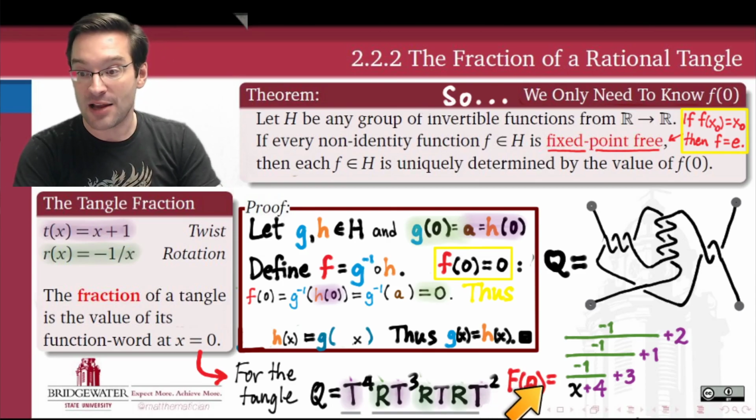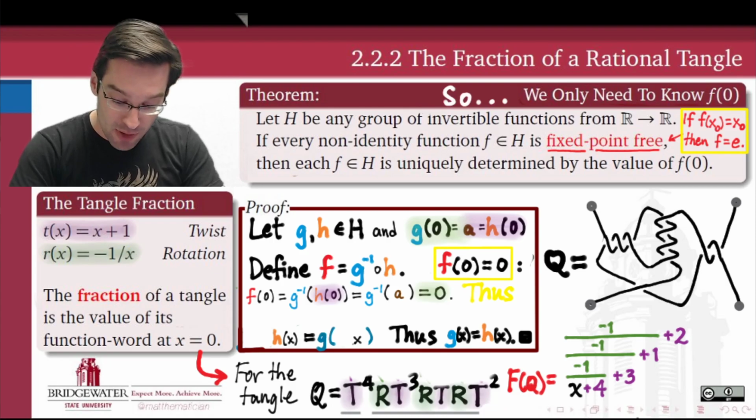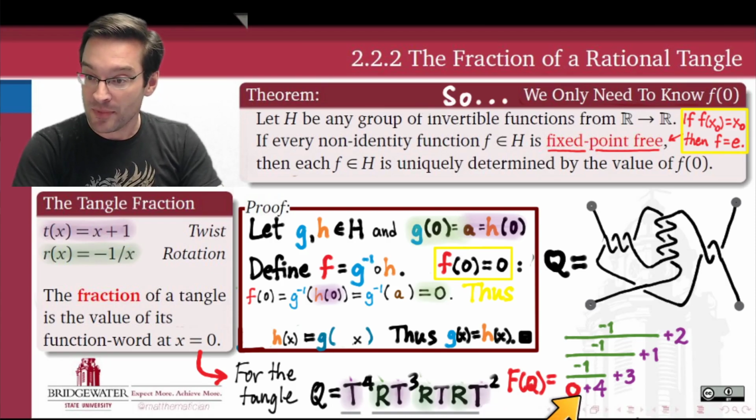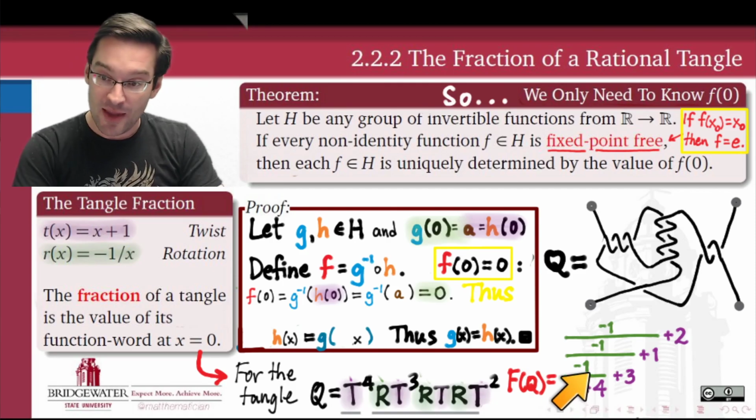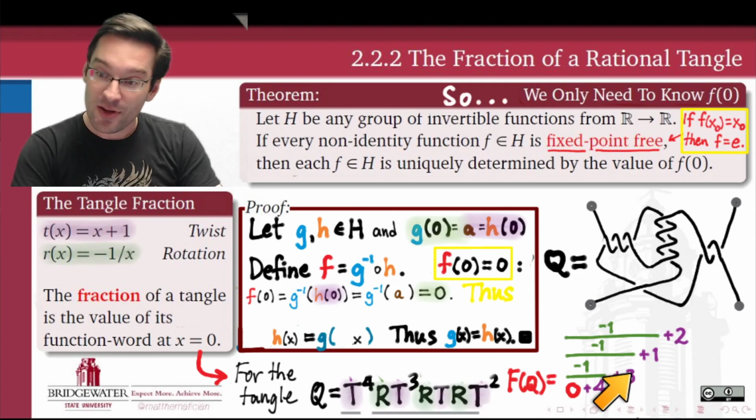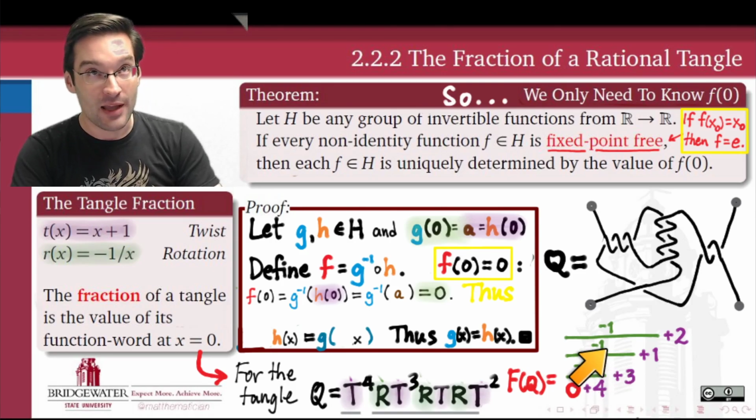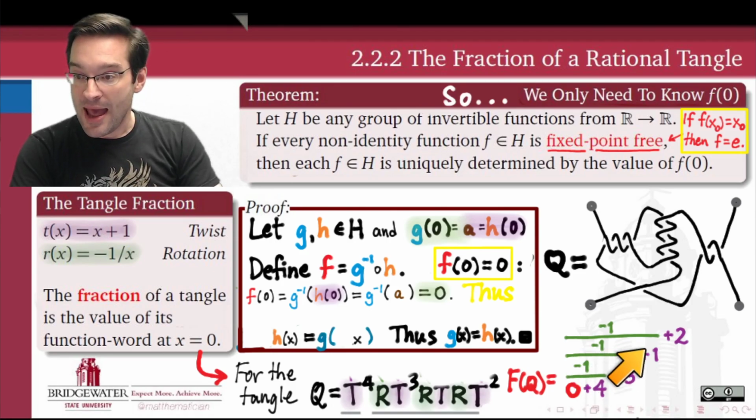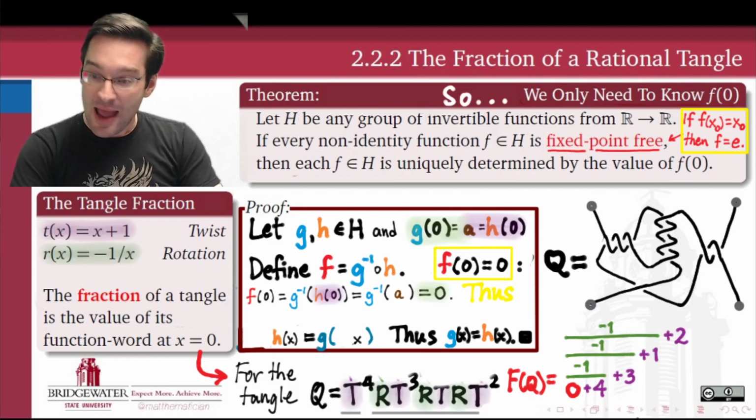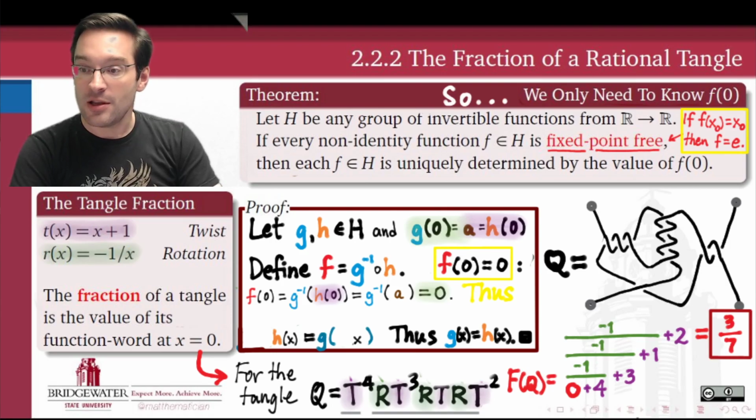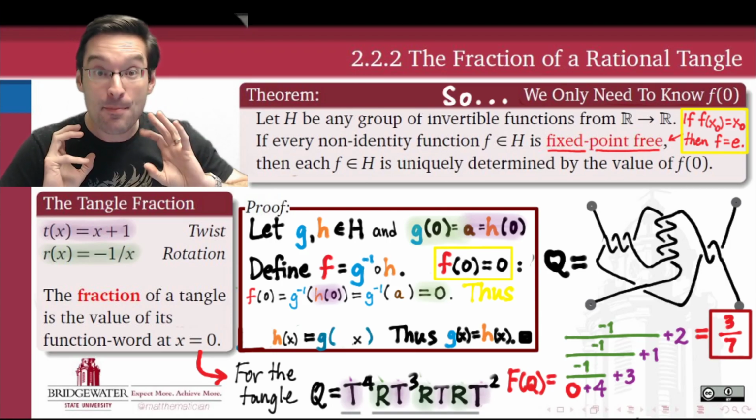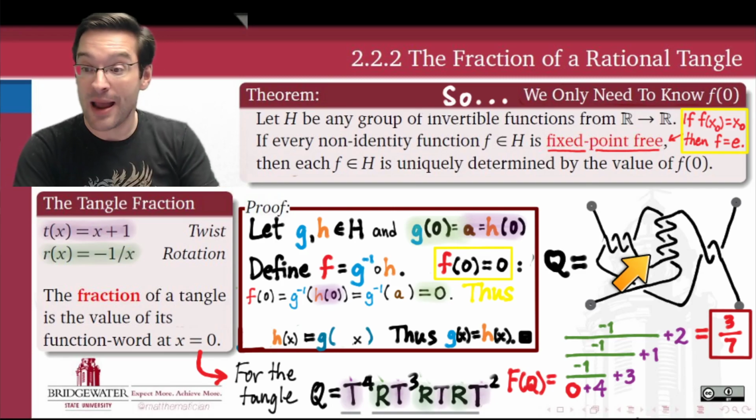The fraction of the rational tangle q is going to be what I get by plugging a 0 in for x. And so when I evaluate this arithmetic all out, I add 4 to get 4, take the opposite reciprocal to get negative 1/4, add it to 3 to get 11/4, take the minus reciprocal to get negative 4 over 11, add 1 to get 7 over 11, take the opposite reciprocal to get negative 11 over 7, add 2 to it to get 3 over 7. And the rational number 3 over 7 is then a perfect representation of this rational tangle.